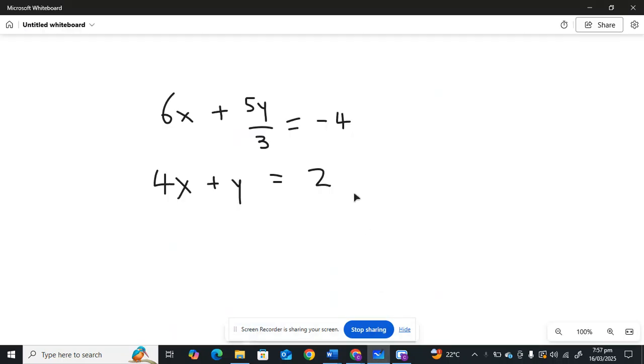Okay, so we have this question here. 6x plus 5y over 3 equals negative 4. 4x plus y equals 2. In this question, we have to find the values of x and y.